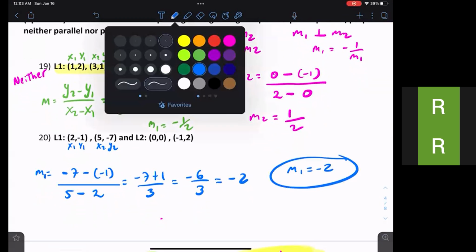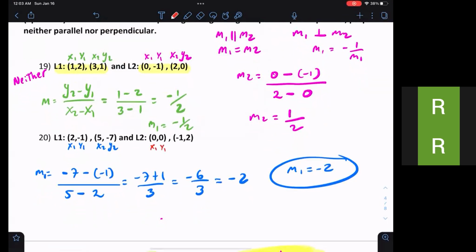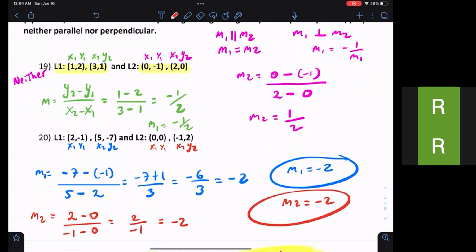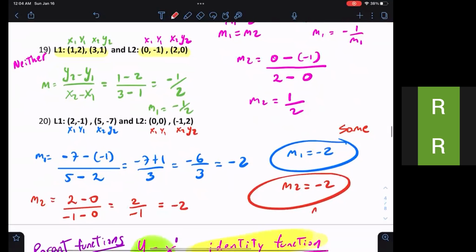Let's see what we get for M2. M2 equals Y2 minus Y1 over X2 minus X1. That's going to be 2 over negative 1, so that's negative 2. You can see clearly that in this case the slopes are the same. Therefore they're parallel. M1 equals M2. These 3 dots mean therefore, and line 1, or you can say L1, is parallel to L2.